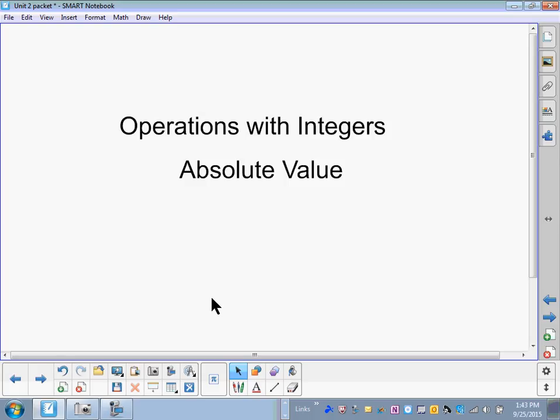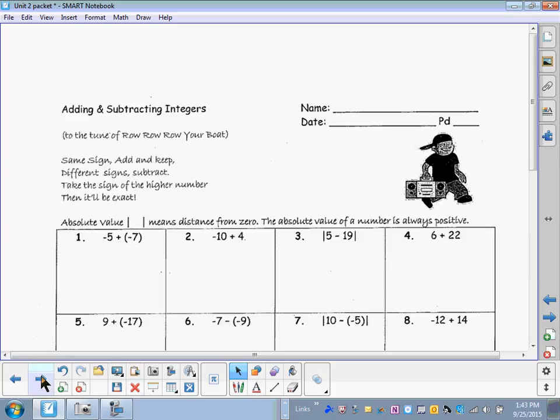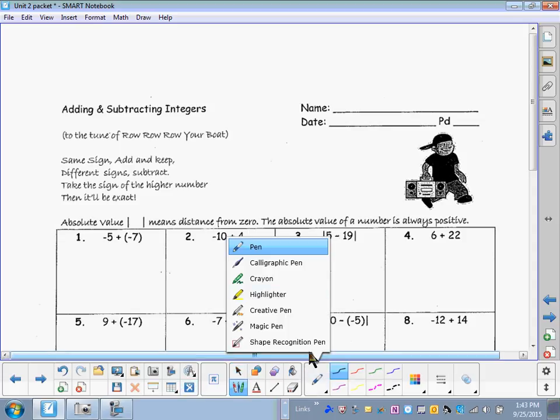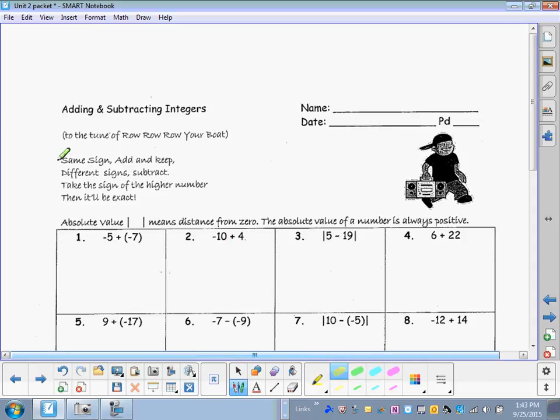Operations with integers and absolute value. We'll start with adding and subtracting integers. When we add and subtract integers, if they have the same sign, then you add and keep the sign. Different signs, you subtract and take the sign of the higher number.